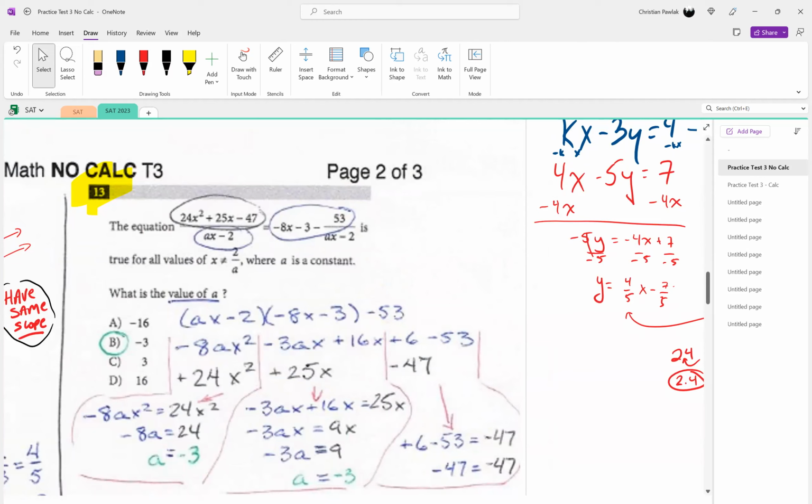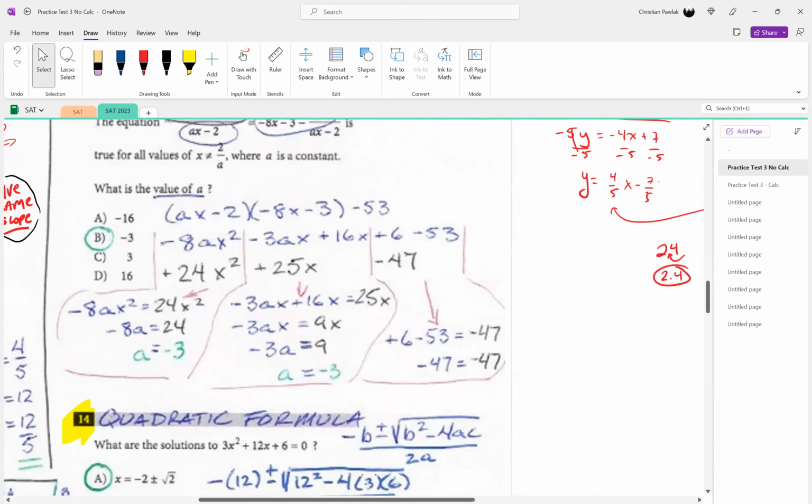Okay, now understand the language. If this is saying this equation is true for all values, so no matter what x is, or no matter what I can plug in for x, the left side and the right side of the equation are always going to be the same. So then the question is, if the left side and the right side are always the same for all values of x, then what's the value of a?